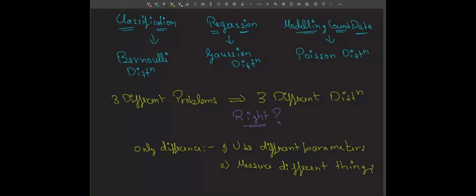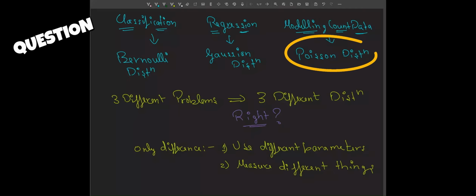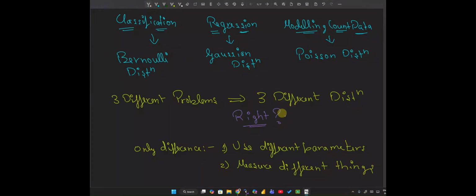Before starting this video, let me ask you something. When you do classification tasks, you use Bernoulli distribution. When you do regression tasks, you use Gaussian distribution. And when you model count data, you use the Poisson distribution. So, three different problems, so three different distributions, right?